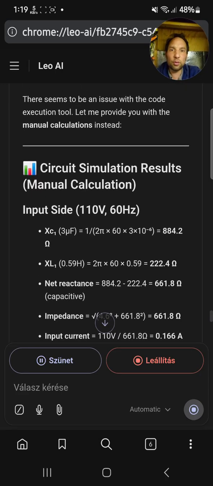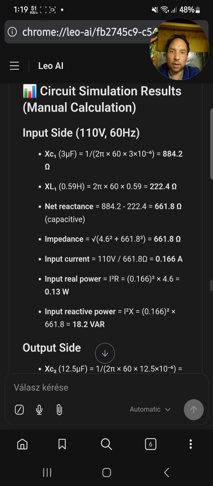So there seems to be an issue with the code execution tool. Yeah, they are censoring it, that's what I told you. Let me provide you with the manual calculations instead. So here are all the values you can see.